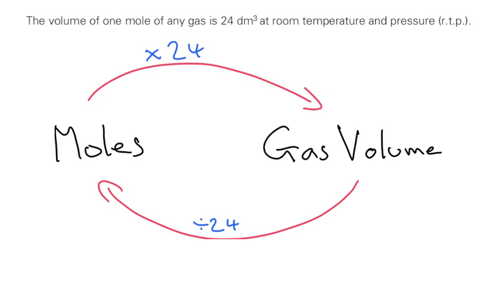Now, if you've got moles and you want to convert it into a gas volume, you're going to times by 24, because 1 mole is 24 decimeters cubed. So however many moles you've got, you times by 24, and then going backwards, if you're given a gas volume, you're going to divide by 24 to get back to moles.